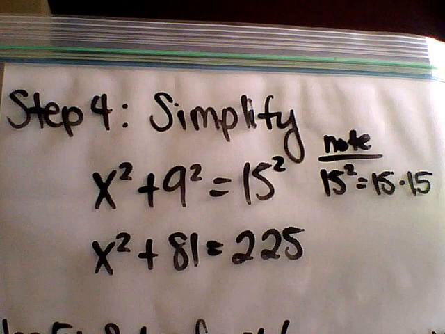The fourth step is to simplify. So all we're doing is taking the square of 9 and the square of 15. So we note that the square of 15, or 15 squared, is equal to 15 times 15. So our new equation will read x squared plus 81 equals 225, since the square of 9 is 81 and 15 squared is 225.